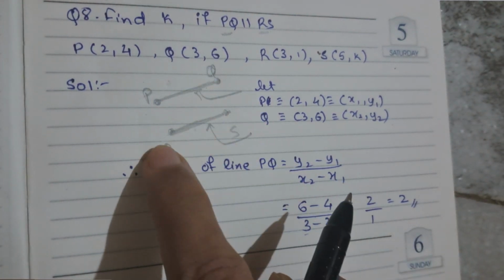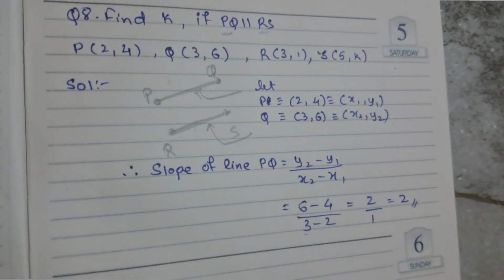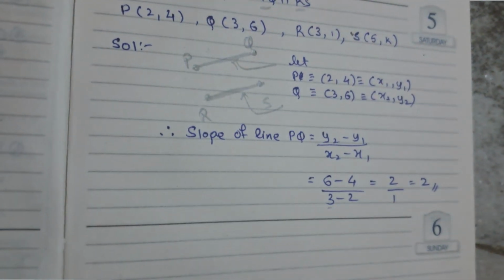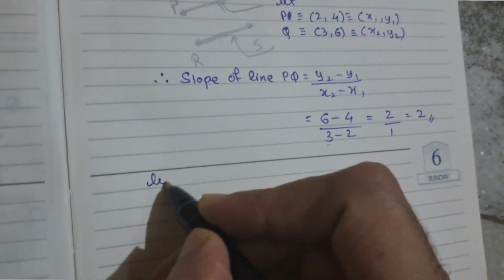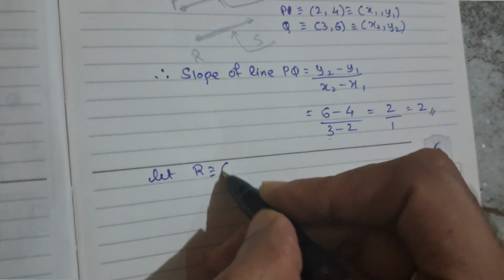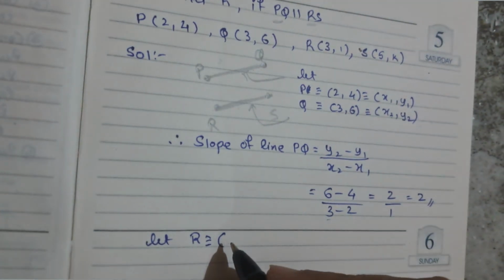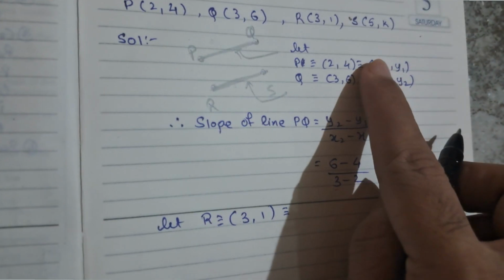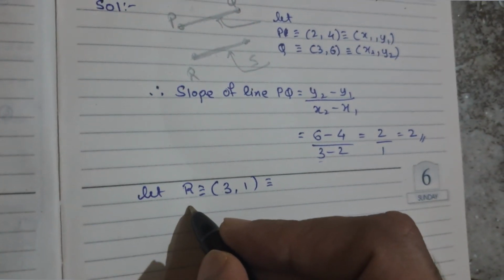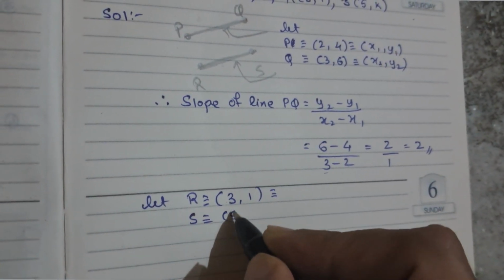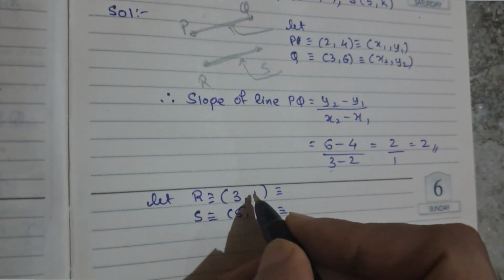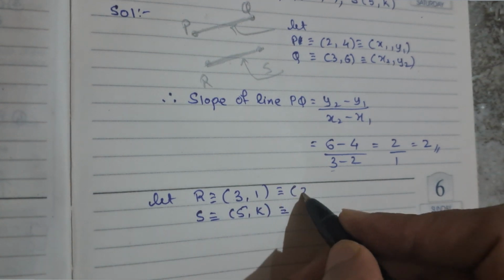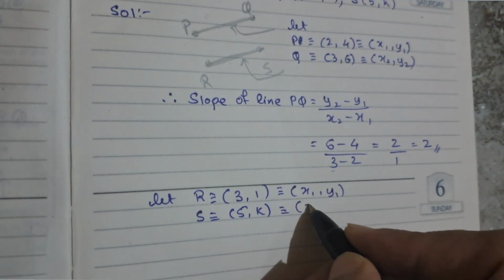So along with PQ, my next pair was RS, right? So let's do the same thing for RS as well. So here I go. R and S are (3, 1) and (5, k). So let me say, let R be (3, 1). Let me just put it over here. And S is (5, k). Let me just put it over here, S is equal to (5, k). Since these are coordinates, that's the reason why we are putting these in brackets, okay? So let me name 3 and 1 as x1, y1 and this as x2, y2.